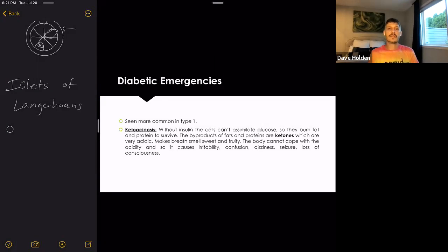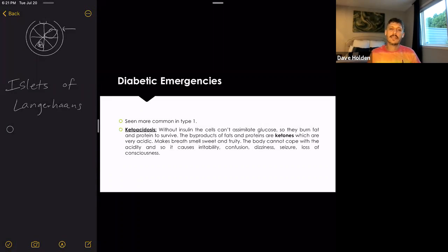All right, diabetic emergencies. These are seen more commonly in type 1 diabetes. Again, if their blood sugar drops, they can pass out. This could pose a danger if they're driving or if they're performing a dangerous task.